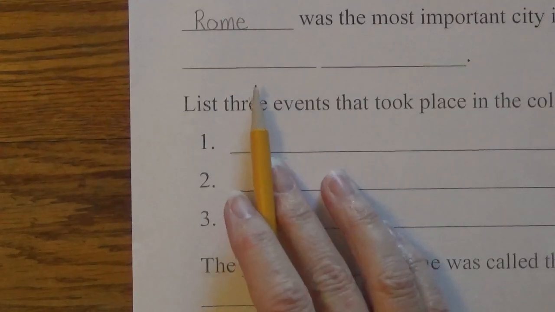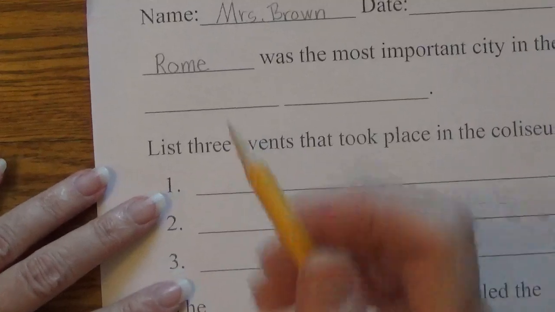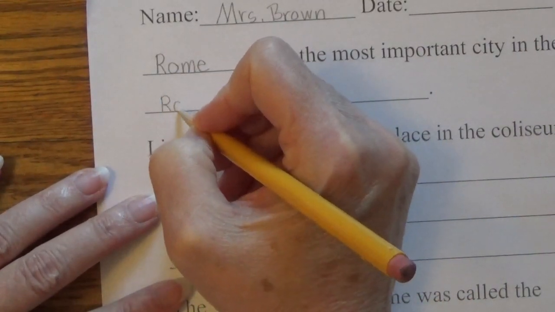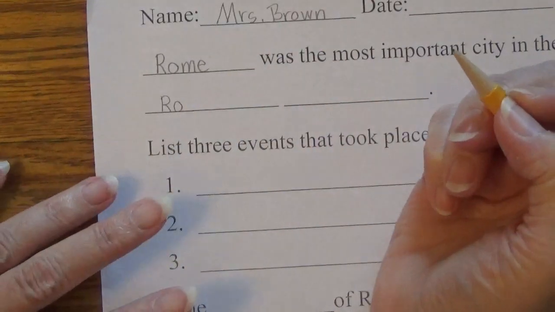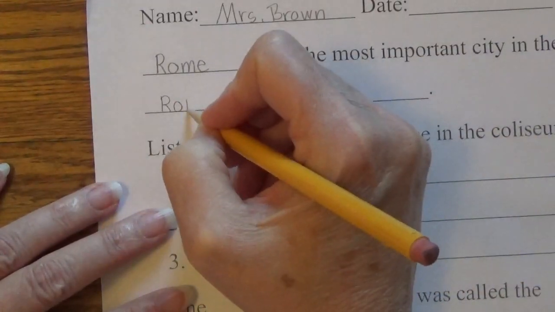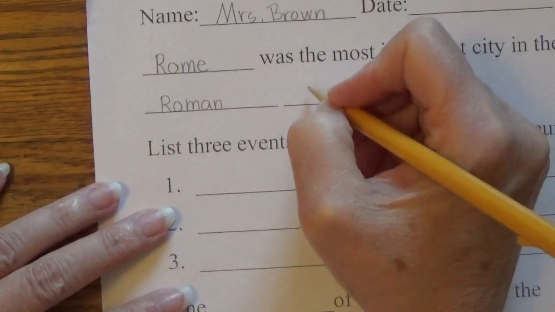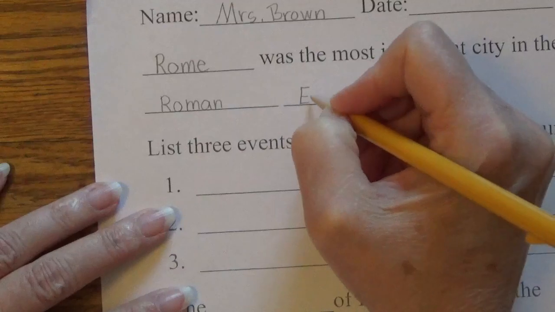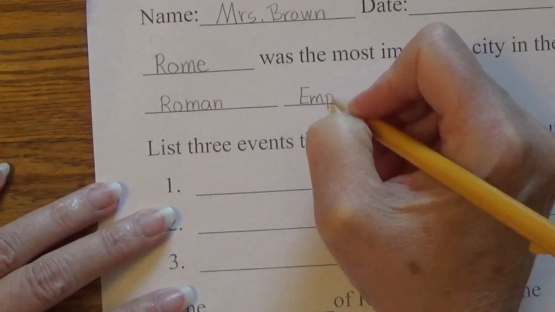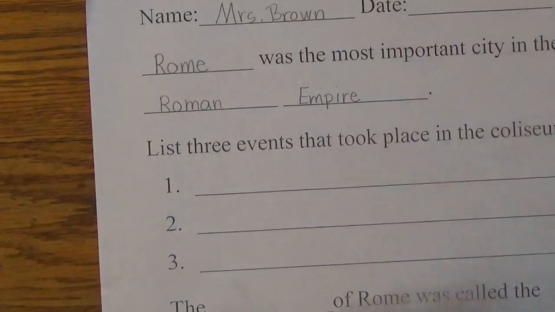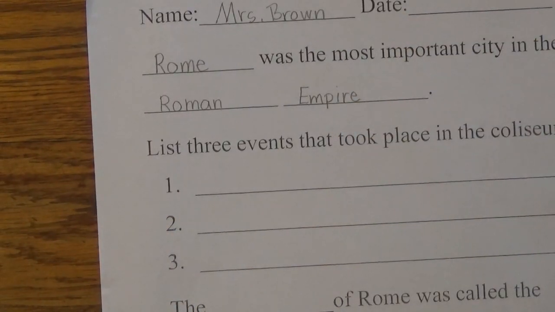So I'm going to write Roman Empire. And we know that Roman Empire is the name of an empire, so we're going to capitalize it too. And I can look on my map to help me spell this if I want to. Roman. Empire begins with an E. Empire. Rome was the most important city in the Roman Empire.